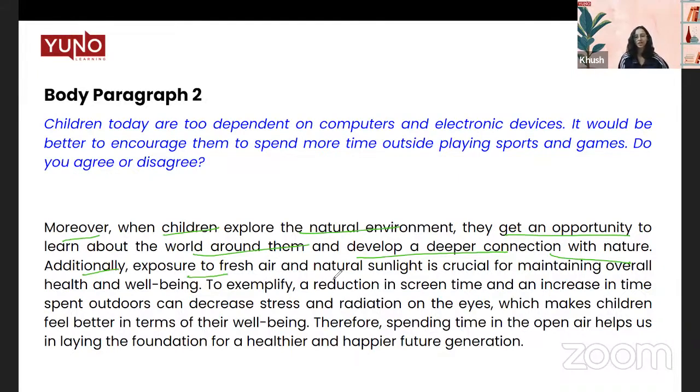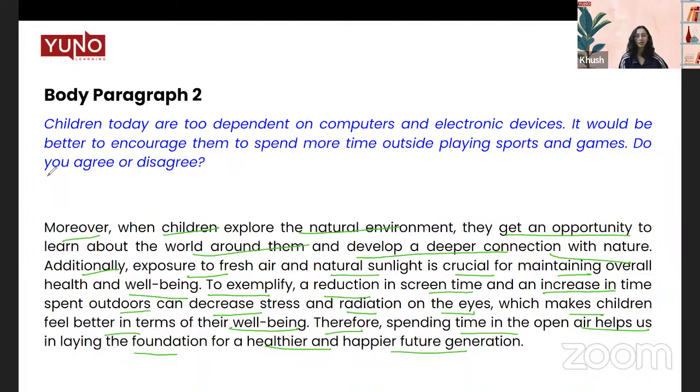Additionally, exposure to fresh air and natural sunlight is crucial for maintaining overall health and well-being. To exemplify, now giving an example, a reduction in screen time and an increase in time spent outdoors can decrease stress and radiation on the eyes, which makes children feel better in terms of their well-being. Therefore, a closing statement, again an optional thing that you can add to develop more ideas: spending time in open air helps us in laying the foundation for a healthier and happier future generation.